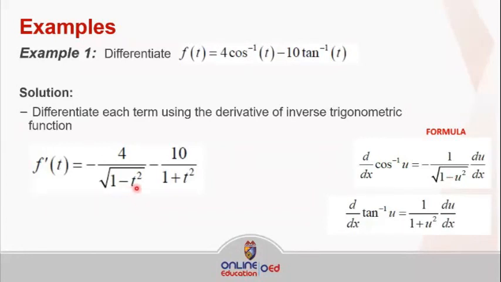And for the negative 10 multiplied dun sa inverse tangent t natin, we have here yung formula natin as tangent raised to negative 1 u is equivalent sa 1 over 1 plus u squared du over dx. So, in application nito, ito na yung magiging derivation niya. So, we have the negative 10 as numerator and yung denominator natin is 1 plus t squared. Therefore, the first derivative for this equation is negative 4 over square root of 1 minus t squared minus 10 over 1 plus t squared.